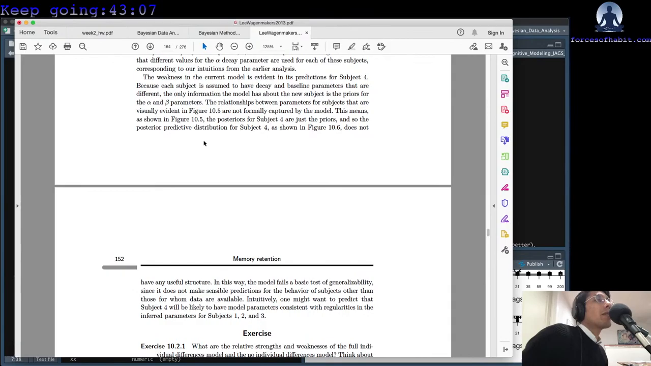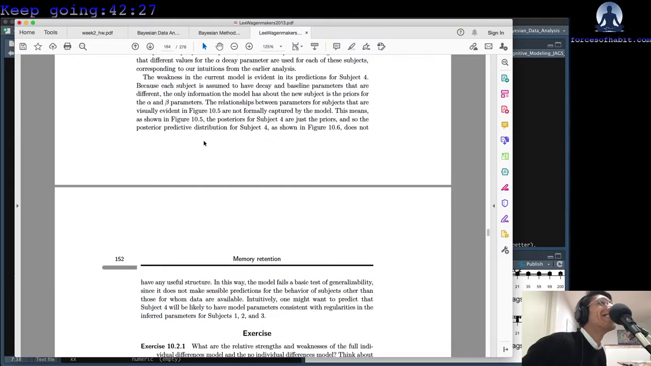So we still have weaknesses in the current model. We were able to account for individual differences, but now our model just gives us poor predictions for subject 4. But part of that is we're never going to be able to completely fix that. You can't just not have any data on a subject and expect to give very precise and accurate predictions about how they would behave on the basis of how other individuals perform and how the average individual performs. We do that to an extent here, but we're really stretching.